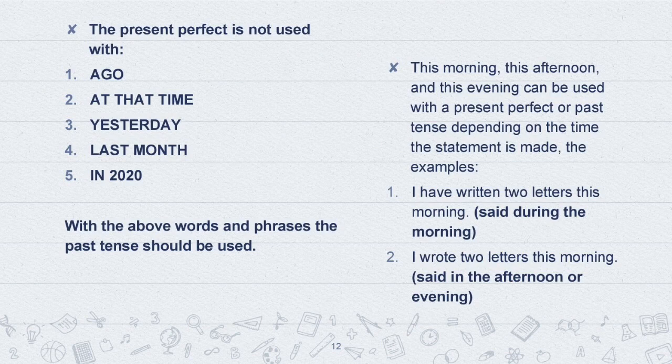Please look at the next slide. The present perfect is not used with ago, at that time, yesterday, last month, in 2020.